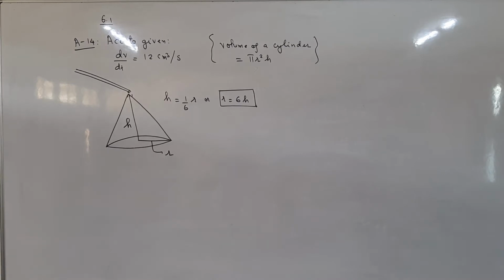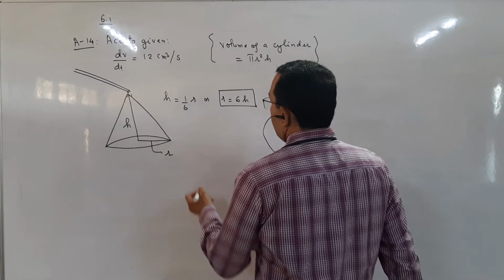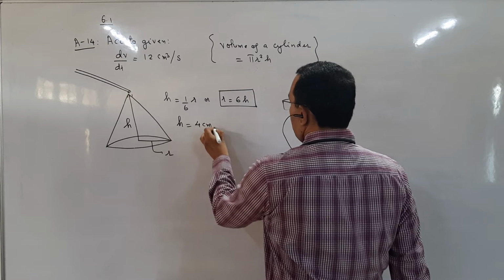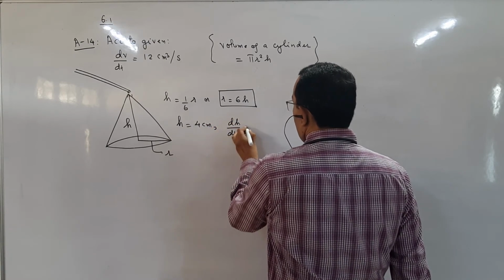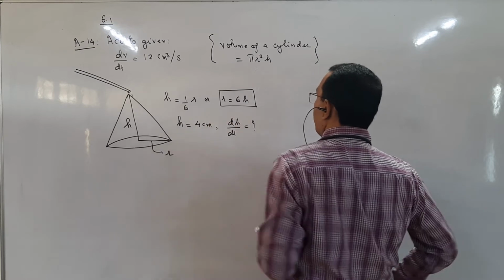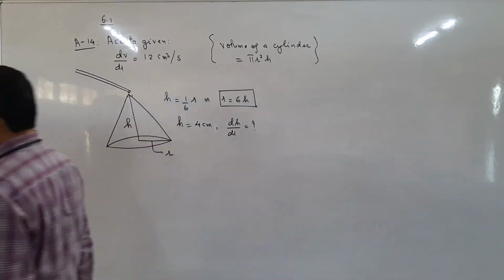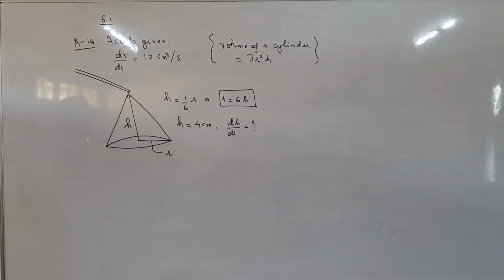Further, how fast is the height of the sand cone increasing when the height is 4 cm? When h is equal to 4 cm, we have to find dh by dt. This is what we have to understand, students, and what we have to obtain.